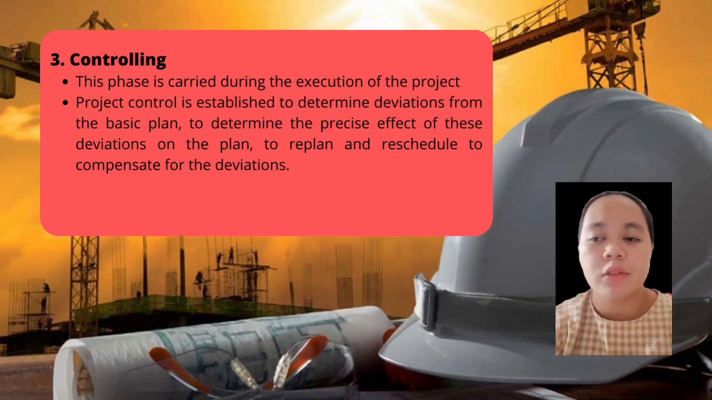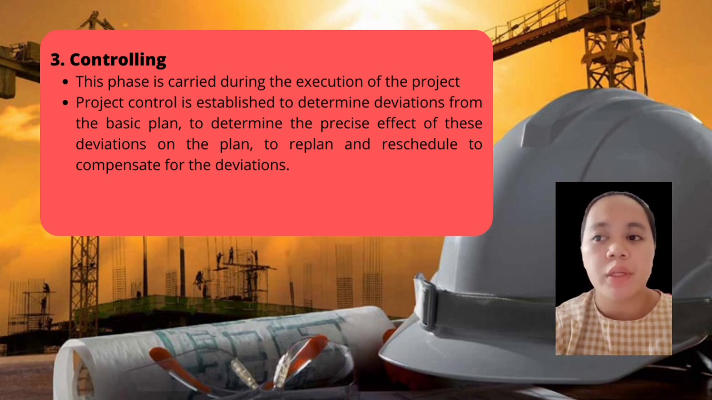The last process is controlling. This phase is carried out during the execution of the project. Project control is established to determine deviation from the basic plan, to determine the precise effect of this deviation on the plan, and to replan and reschedule to compensate for the deviation.